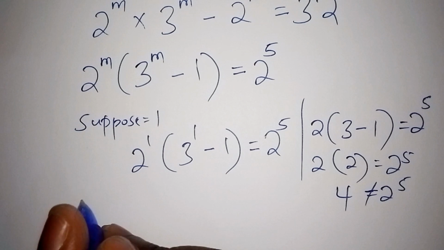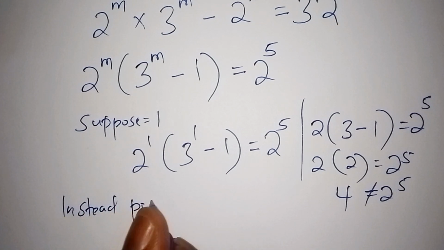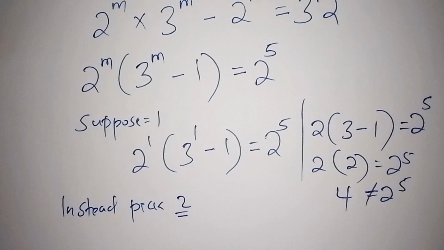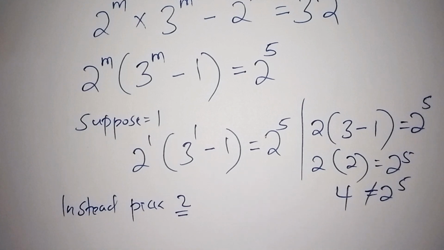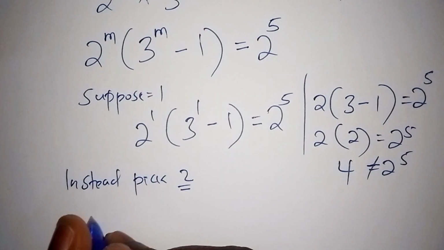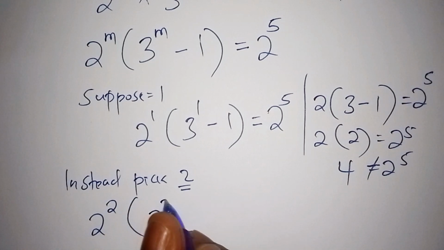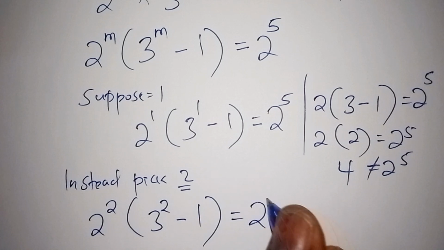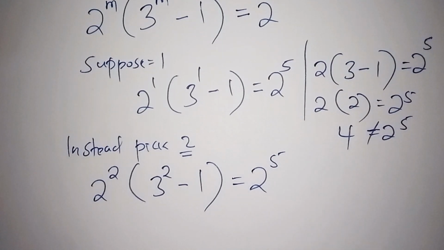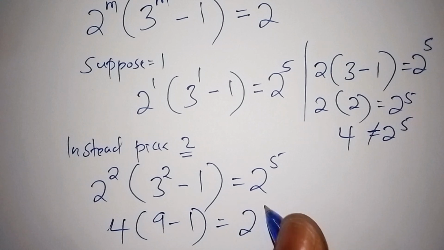So that number, 1, is not the correct one. So let's now pick 2 and try it. Instead of 2 to the power of 1, we now have 2 to the power of 2, then in brackets 3 to the power of 2 minus 1, close the bracket, is equal to 2 to the power of 5. So 2 to the power of 2 is 4, in brackets 3 to the power of 2 is 9, so 9 minus 1 is equal to 2 to the power of 5.